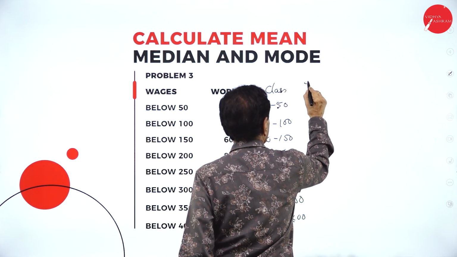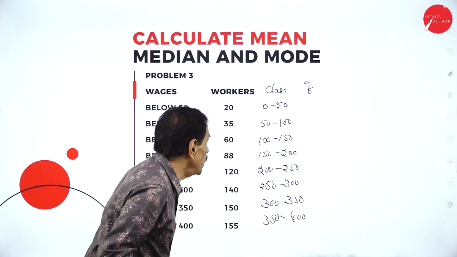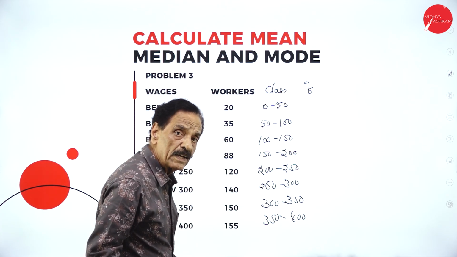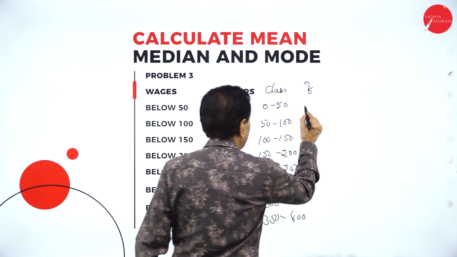Frequency. Yeah. See that all are increasing. So it's a cumulative frequency. This should be converted to a frequency. What's the first one? 20.